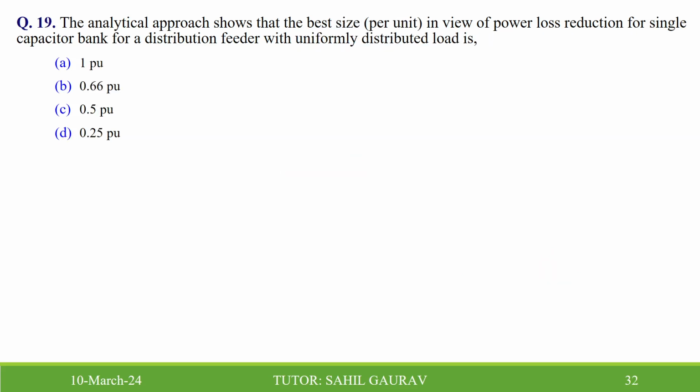Now next problem. The analytical approach shows that the best size in view of power loss reduction for a single capacitor bank for a distribution feeder with distributed load is. So you have to find the C value, and the options are 1 per unit, 0.66 per unit, 0.5 per unit, 0.25 per unit. Option B, 0.66 per unit.